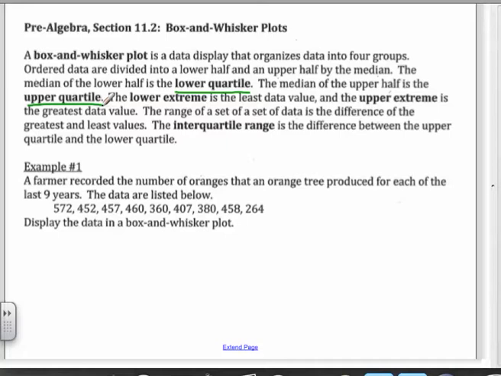The range of a set, I'm sorry, did I repeat that? The range of a set of a set? No, let's get rid of that one. Let's just leave one of a set in there.